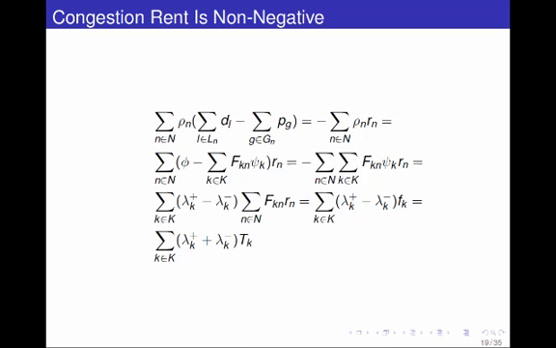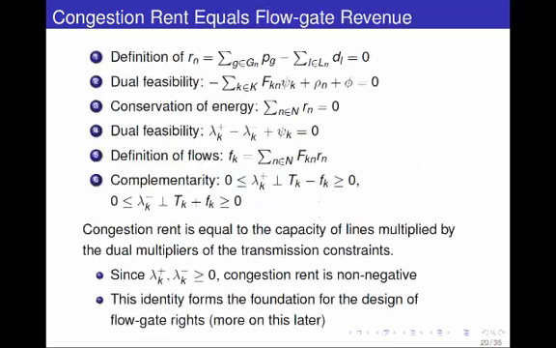But what can you say about this thing here? About its sign? It's non-negative, right? So the dual multipliers are non-negative. So this proves that the congestion revenue collected by an LMP auction is always going to be non-negative. Okay. So this is just talking you through what we just did right now. Okay.